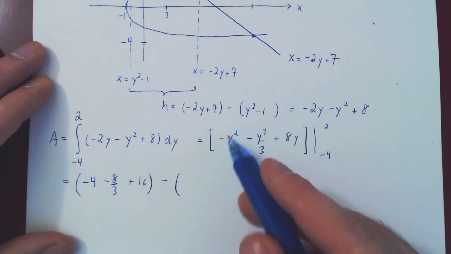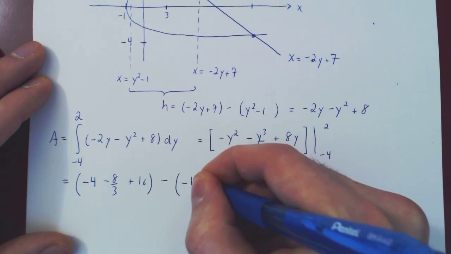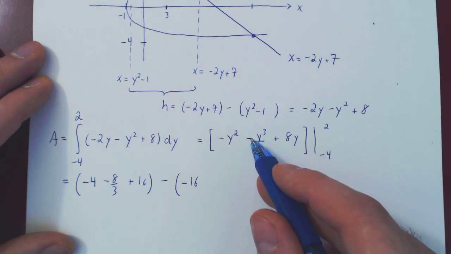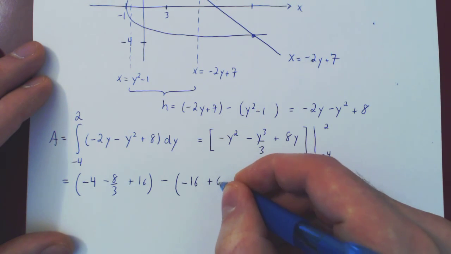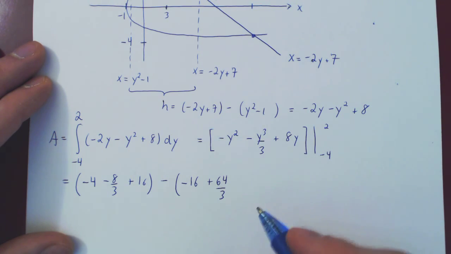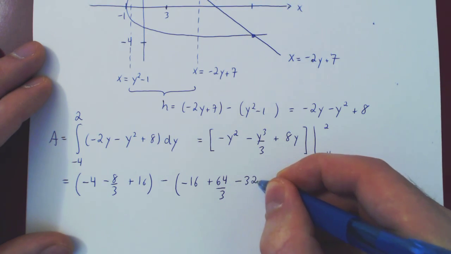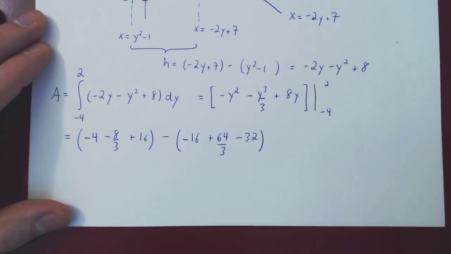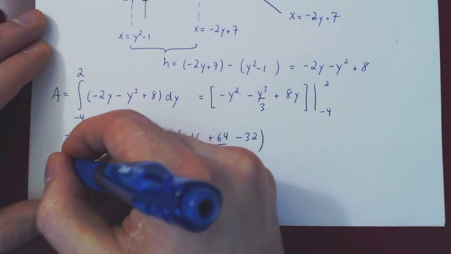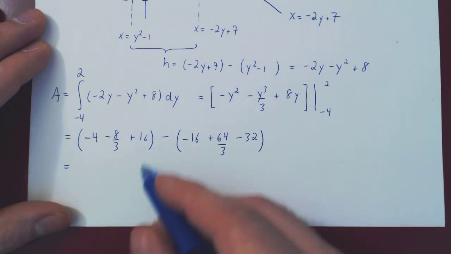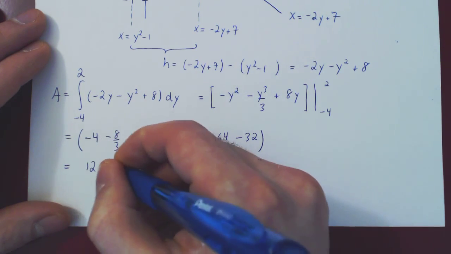Negative 4 squared is 16. We negate that, we get negative 16. Negative 4 cubed is negative 64, but we negate that, so we get positive 64 over 3. Negative 4 times 8, negative 32. And now we just simplify. So let's see, negative 4 plus 16 gives you positive 12, minus 8 over 3.